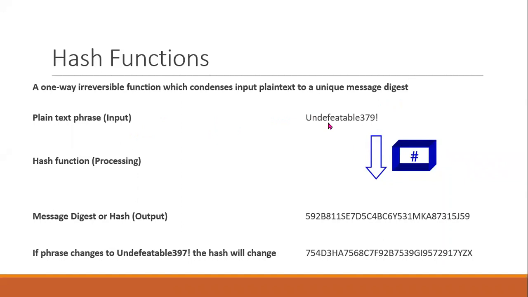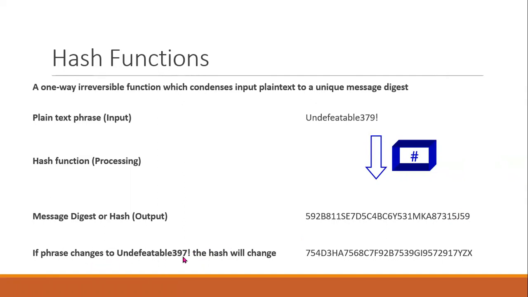So let's take a look at my password here, or passphrase. Undefeatable 379 exclamation mark. The hash function processes that phrase or password, and it then produces this hash or this message digest, and it changes it to this. So this is just this phrase, undefeatable 379 exclamation mark, or password, that has actually been hashed. And it's given us this string of characters.